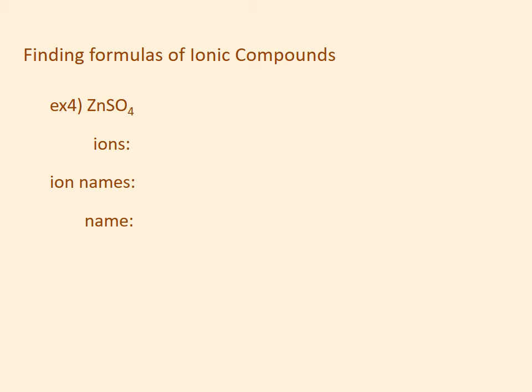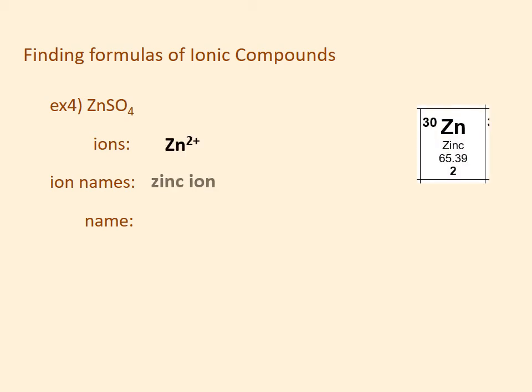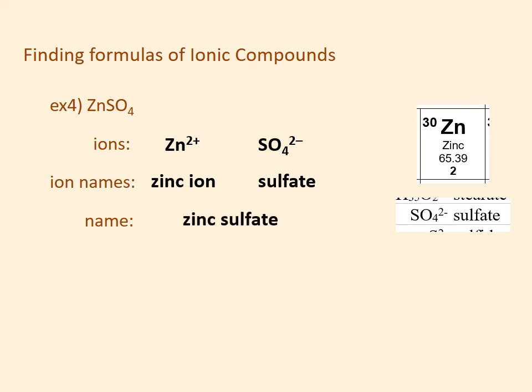Example 4, ZnSO4. I start by looking up Zn on my periodic table. I see it's zinc, it takes a +2 charge, and we call it zinc ion. I have SO4 on the back end. I look that up on the negative ions list. I see it takes a -2 charge, and it's called sulfate. So when it comes together, we call it zinc sulfate.